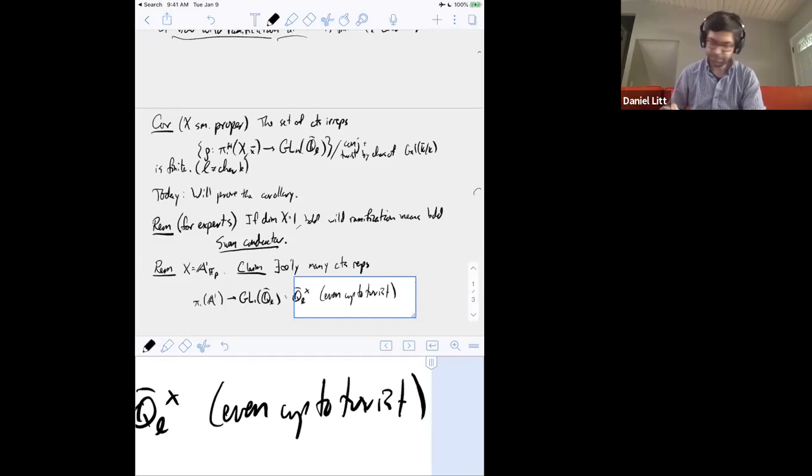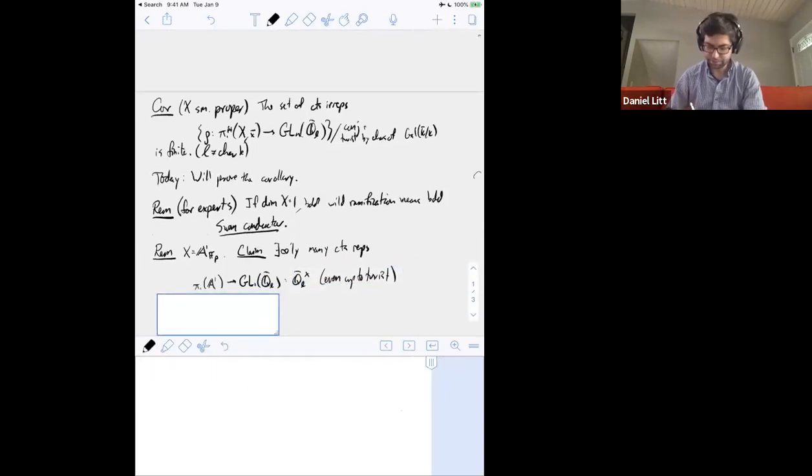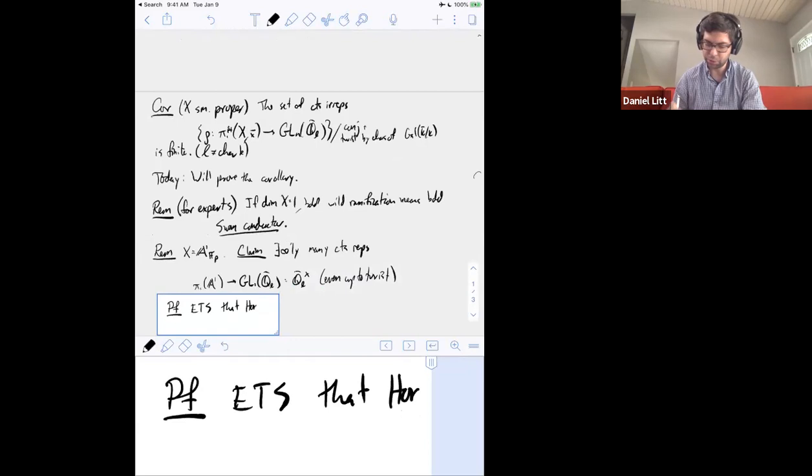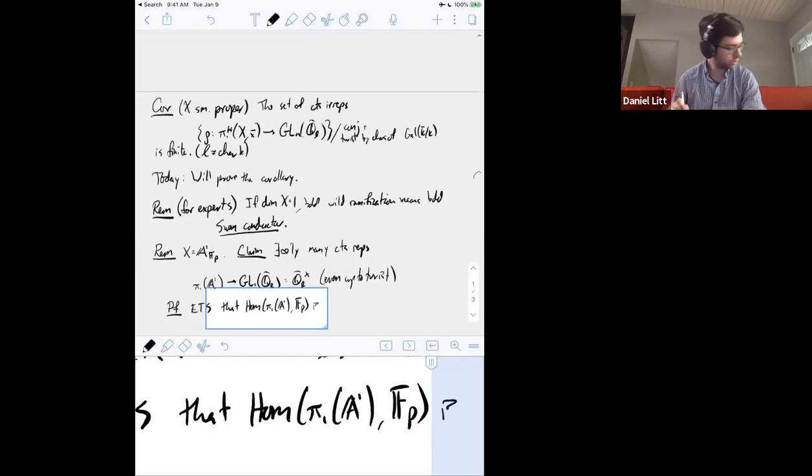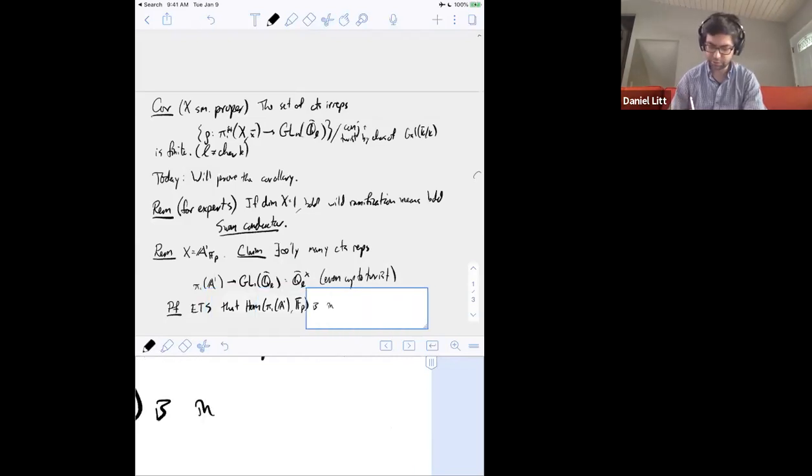Okay, so let me prove this claim. So first, I claim it's enough to show that the set of continuous group homomorphisms from pi_1 of A^1 into F_p is infinite.